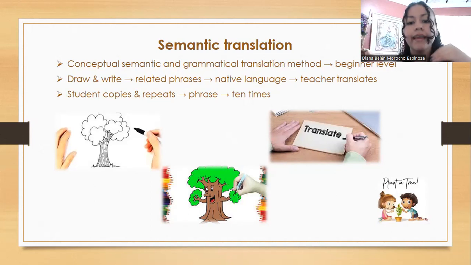And after having the necessary phrases, the process of using them in an everyday context begins. And at the same time, grammar is taught inductively.